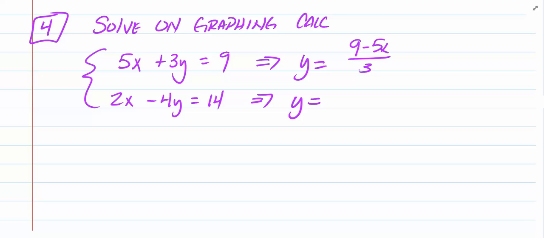Nelson, give me the second one. 1/2 x minus 7 halves. That is correct. Or 2x minus 14 divided by negative 4. Also, that will work, okay?